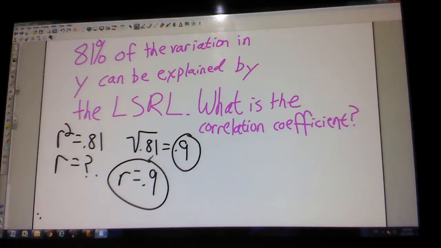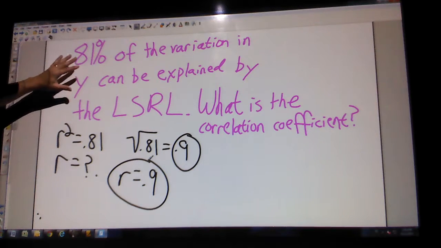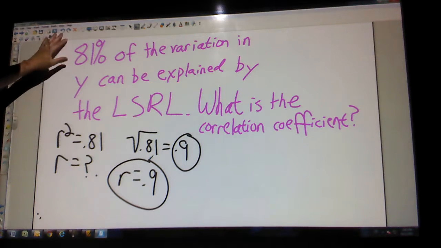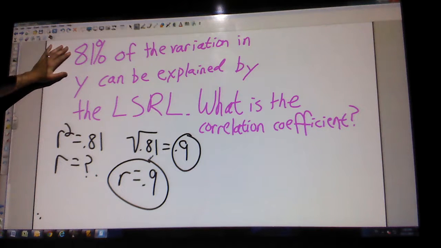Very simple to do, but we need to recognize when it says percent of the variation that can be explained, that's R squared, and we can use that to solve problems. Is that it? That's it. That's the second half of the chapter in AP Statistics.